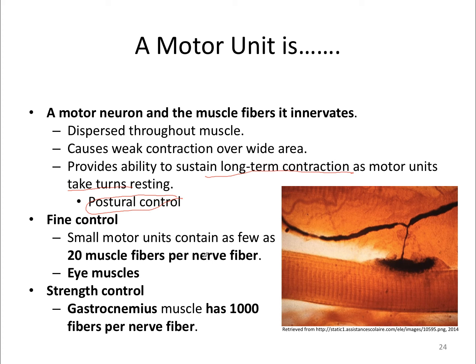So if you have a small number of fibers per nerve fiber, but a lot of motor units in the whole muscle, you can selectively activate only a very tiny fragment of that muscle, which gives you super fine motor control over that particular thing. So an example of this is the muscles of your eye or some of the muscles of your fingers. Strength control involves having lots and lots of muscle fibers per nerve fiber. So when you fire an action potential down one nerve fiber, you're activating a lot more skeletal muscle fibers, which generates more tension right off the bat.